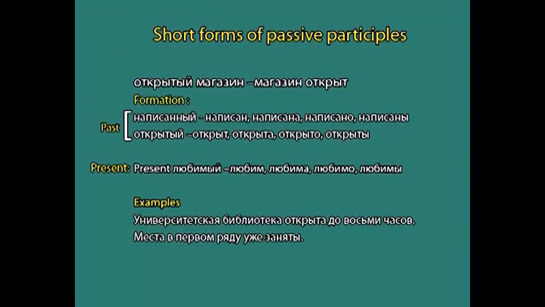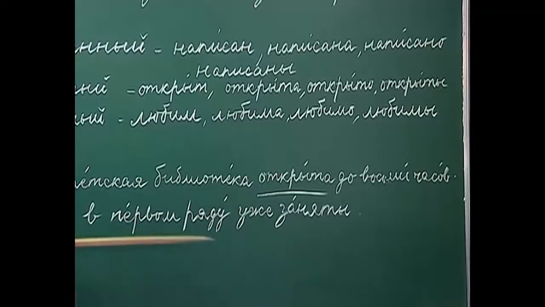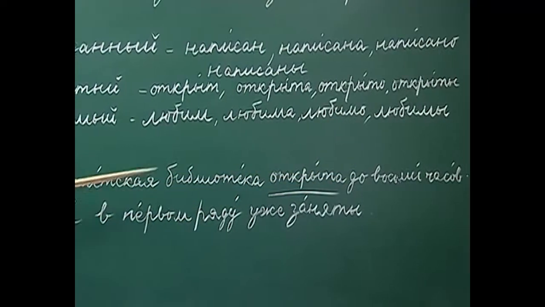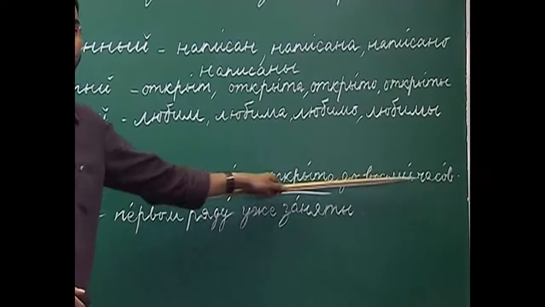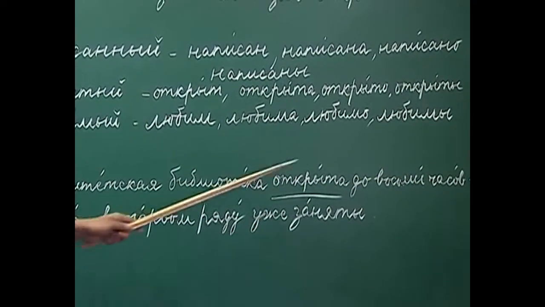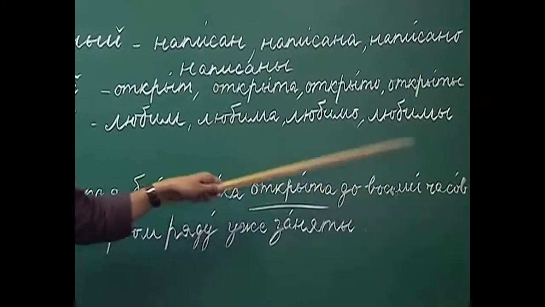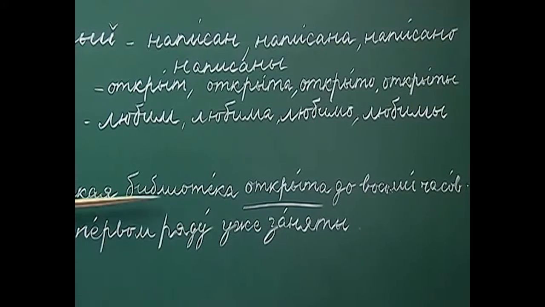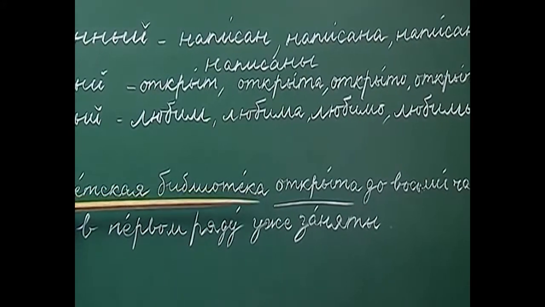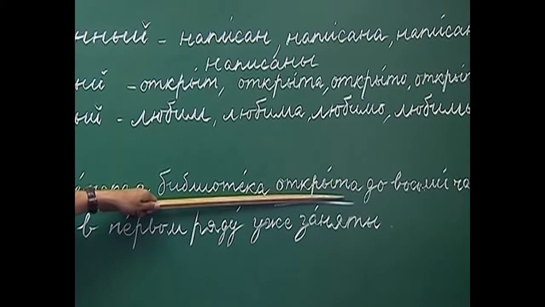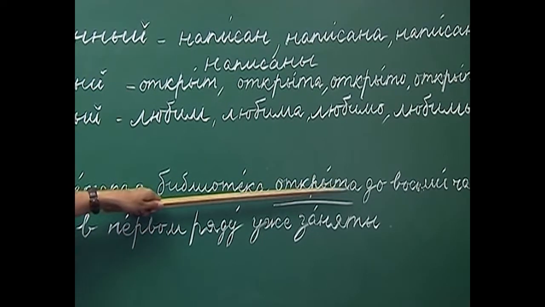The first example I have written here is Universitetska biblioteka открыта до 8 часов. The university library is open till 8 o'clock. After до, we use the genitive case, that is why we have used vasmi from vosim, 8. And biblioteka, which is a feminine gender noun, we have used the feminine form of the short form of participle atkrit, atkrita.